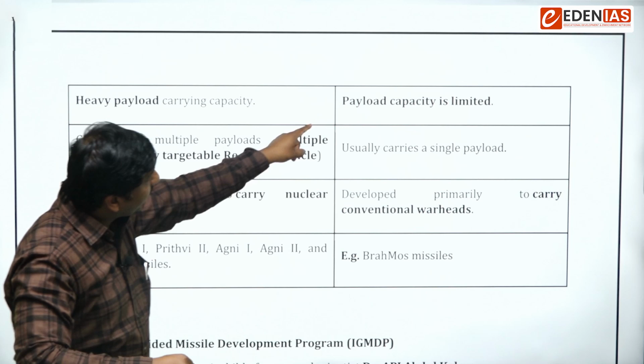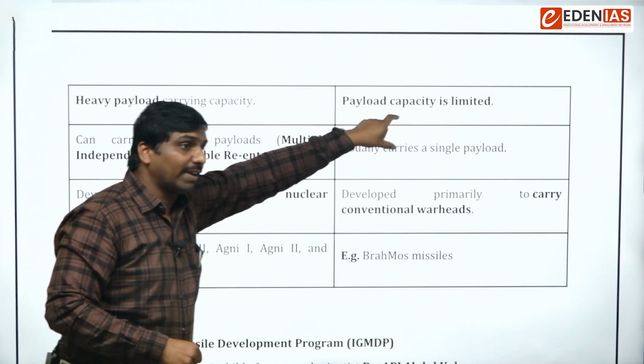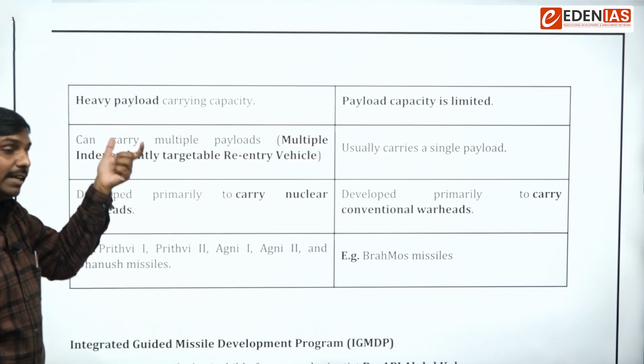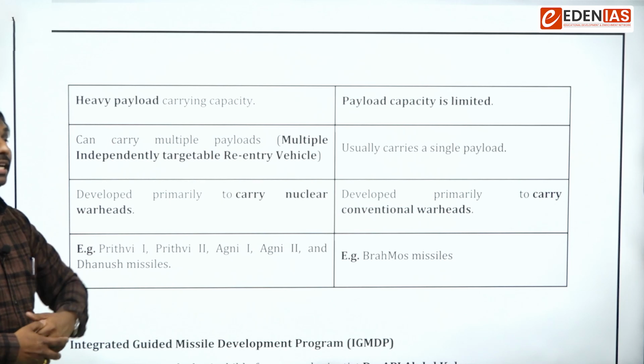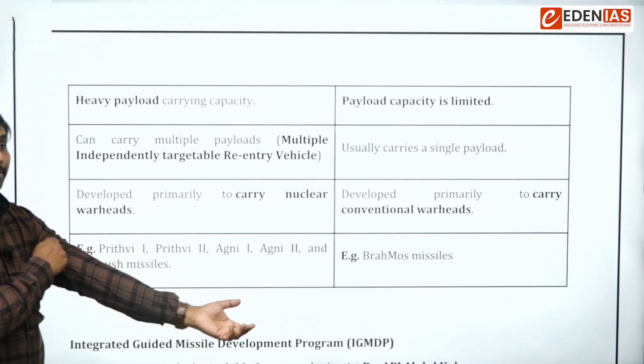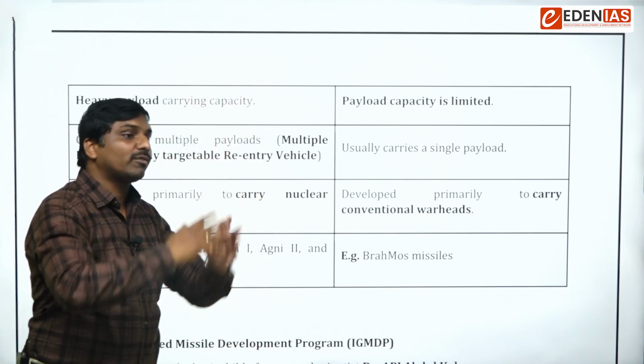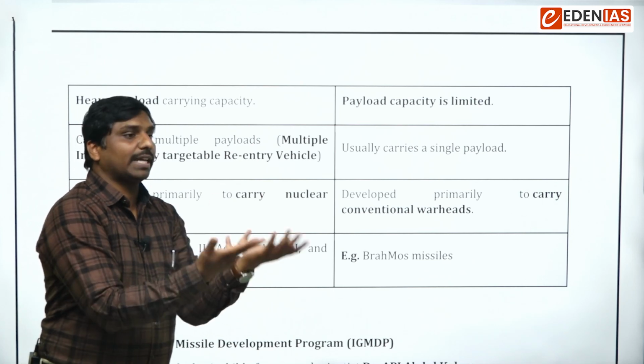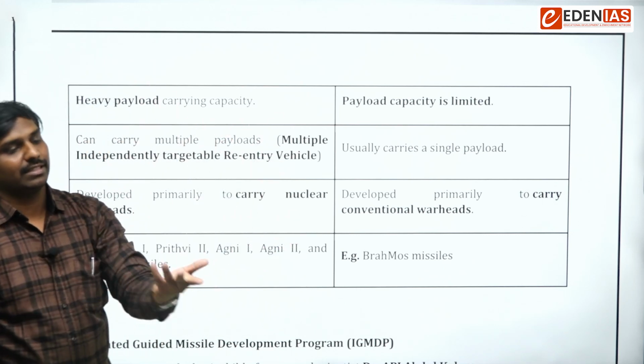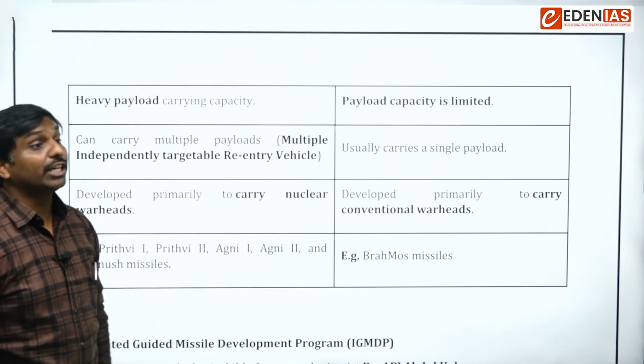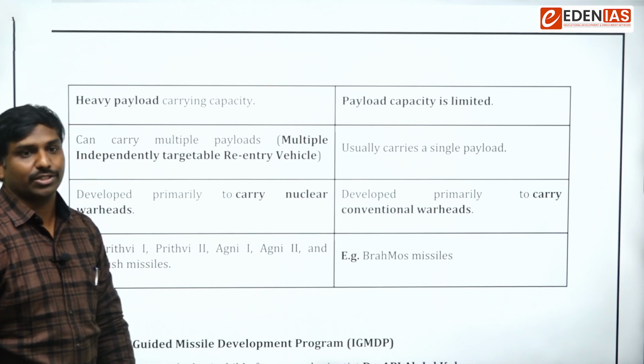So payload capacity would be limited or low for cruise missiles, whereas ballistic missiles can lift heavy payloads. Because only to some extent we have to use the fuel, and to some extent we have to guide. Later on it hits with gravity. So an additional advantage would be there in ballistic missiles. So that is one thing.